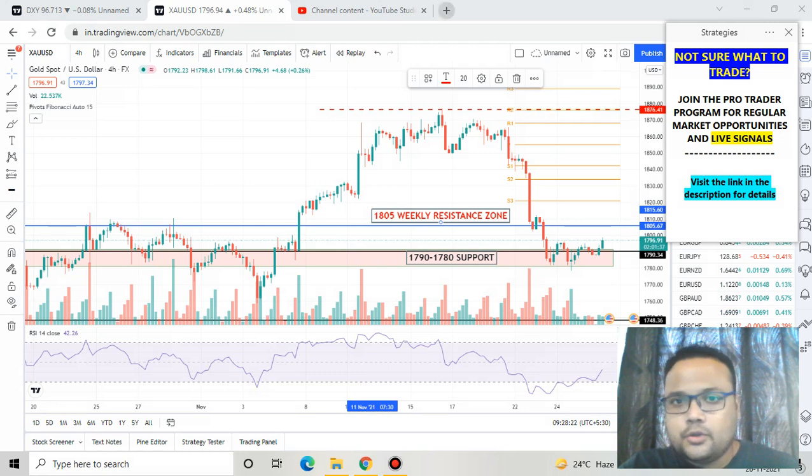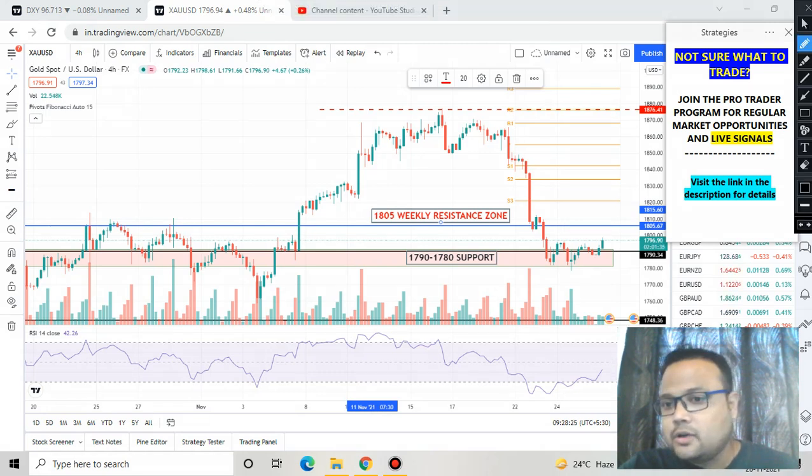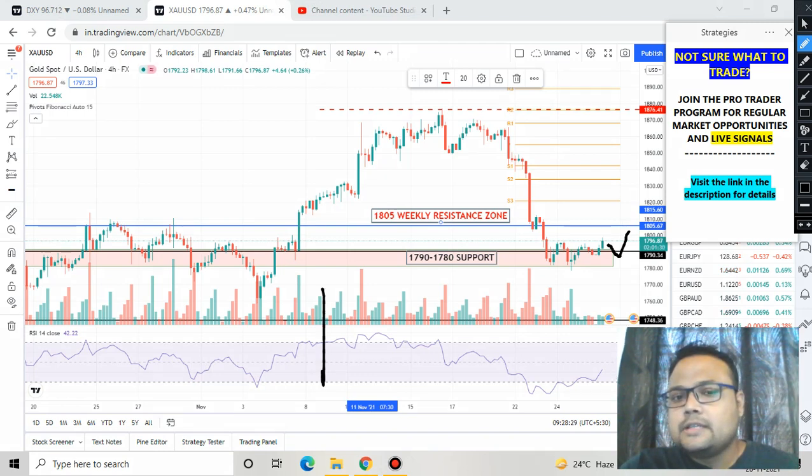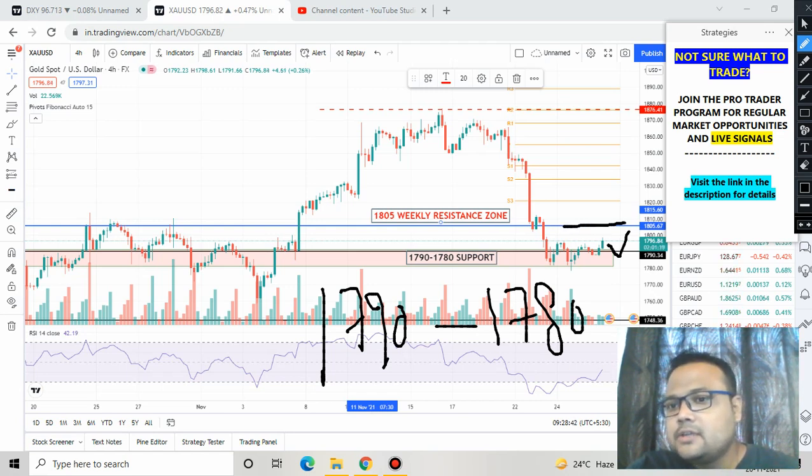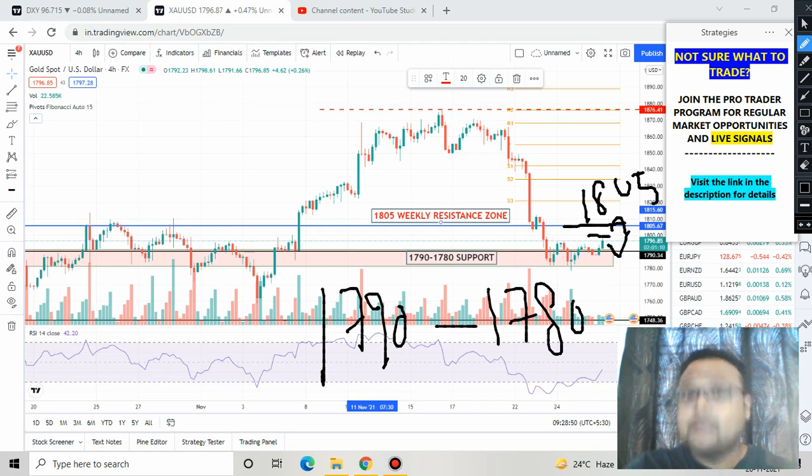So what you should do is wait for the market either to come down to the support level again. If it bounces from the support zone of 1790 to 1780, you can go for a buy. But if it goes up and reverses from the resistance of 1805, you can take a sell position. Right now the market is in the middle. Do not trade in the middle.